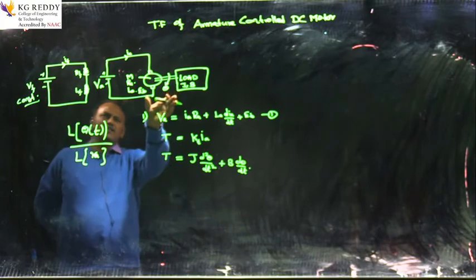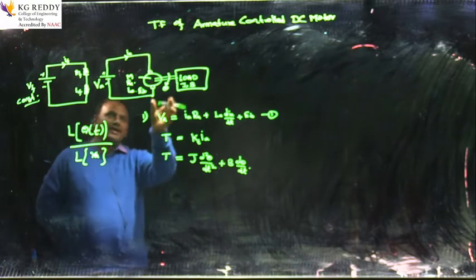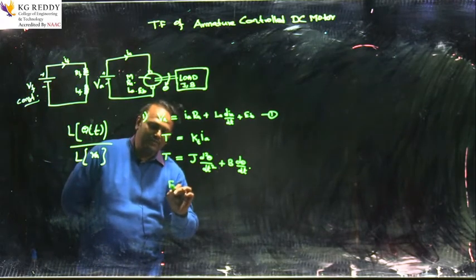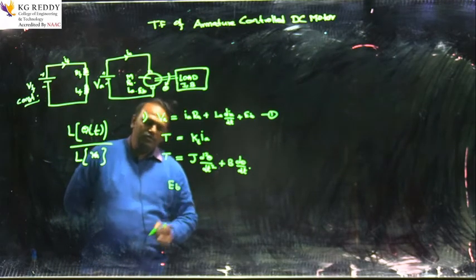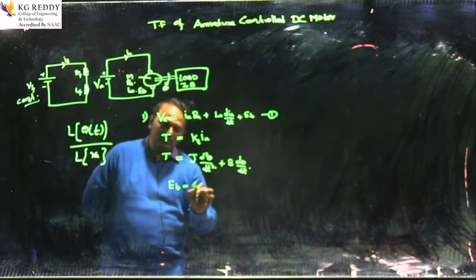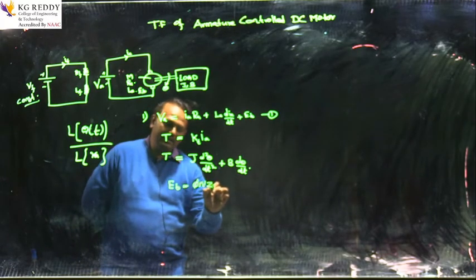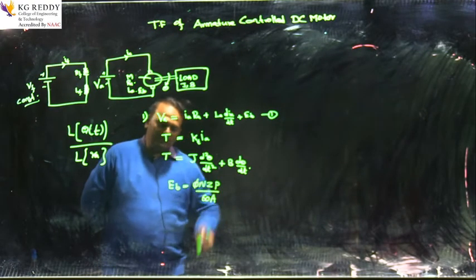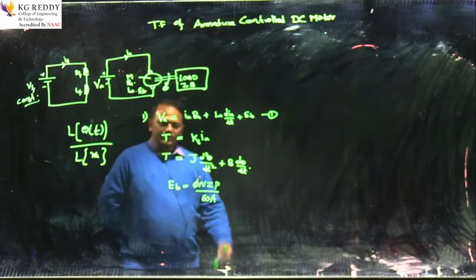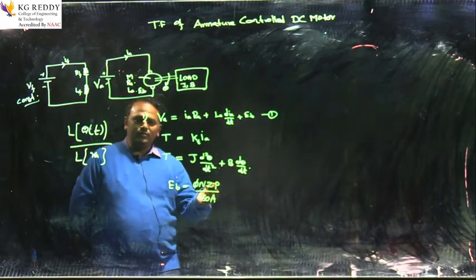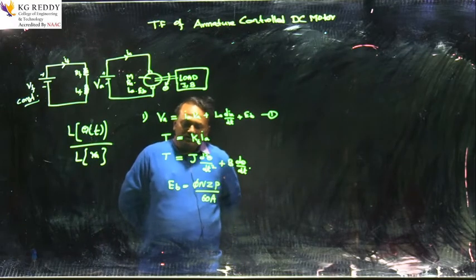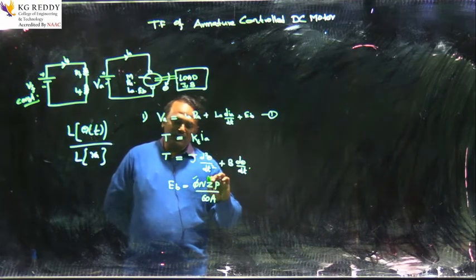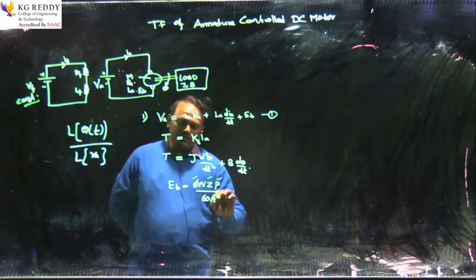So here we are having a back EMF, and this back EMF is related to the speed. From the equation of the back EMF we have Eb is equal to phi n z into P by 60 A, where phi is the flux linkage, n is the speed in RPM, z is the number of conductors, P is the number of poles, and A is the number of parallel paths. In this, flux is constant, the number of conductors for the machine is constant, P is constant, A is constant.